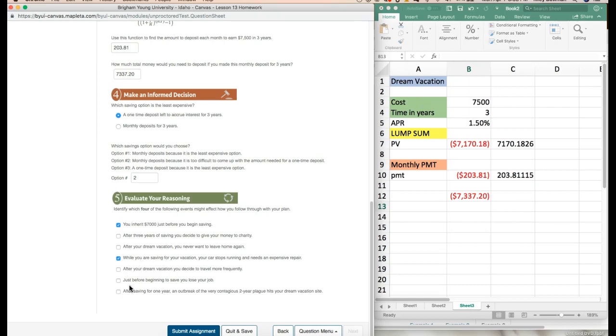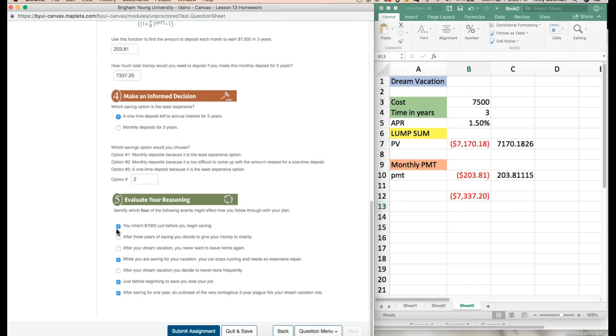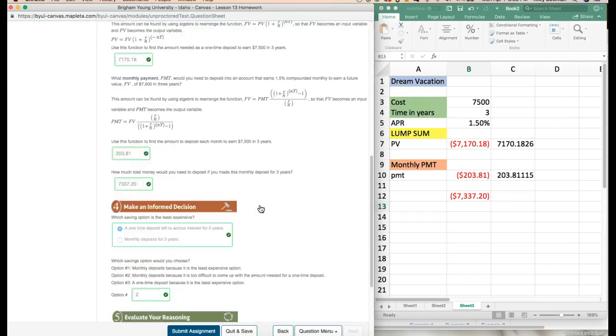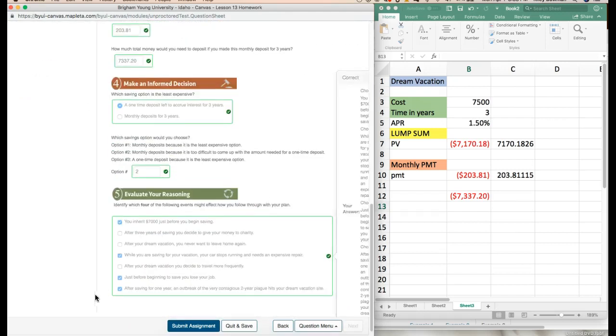The next one, just before beginning to save, you lose your job. That definitely affects how I would be saving for a dream vacation or putting it off, definitely affecting my follow through. And the last one, after saving for 1 year, an outbreak of a very contagious 2-year plague hits your dream vacation site. So that one does change my follow through as well. Okay, so let's just get our validation of the green check marks and move to the next question.